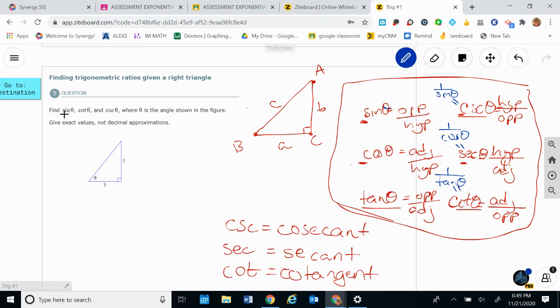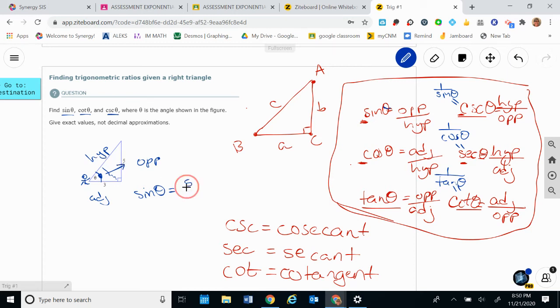All right, so it says find sine, cotangent, and cosecant from theta. Here you are. This is your eyeball. Just remember that. You're standing right here. You're looking out. Identify the sides. I always draw an arrow to the opposite. Here's the adjacent. Here's your right angle. That means this is the hypotenuse. All right, so we need to find the sine of theta. The sine of theta is opposite over the hypotenuse.